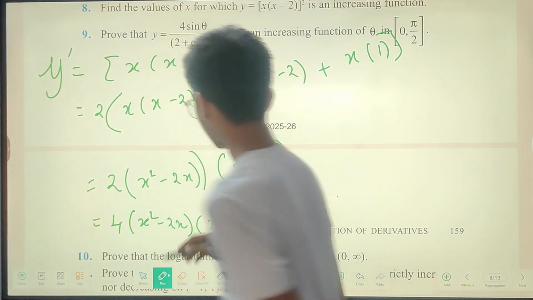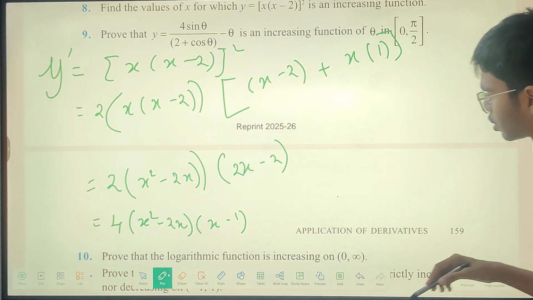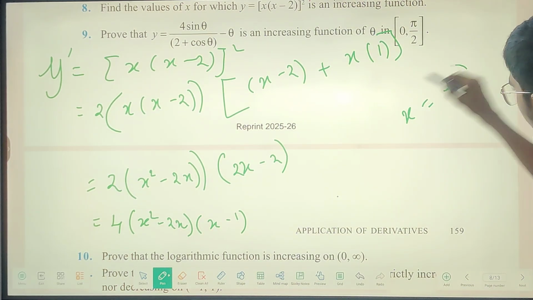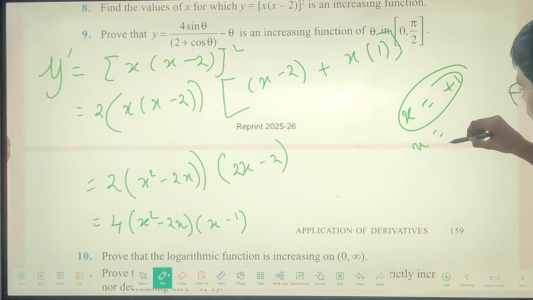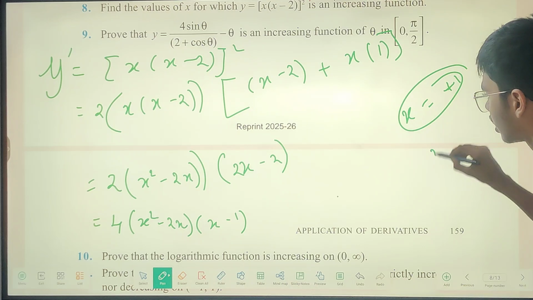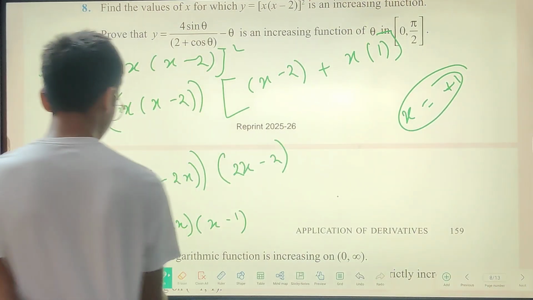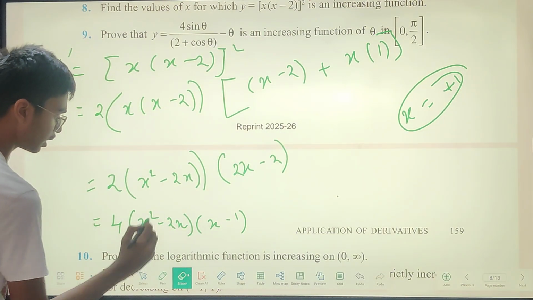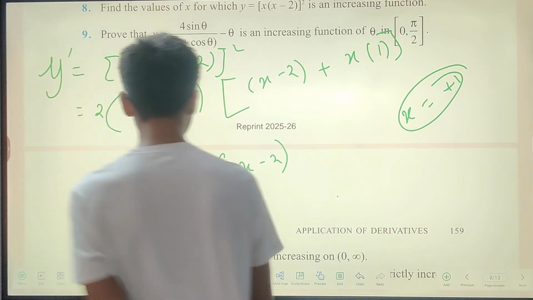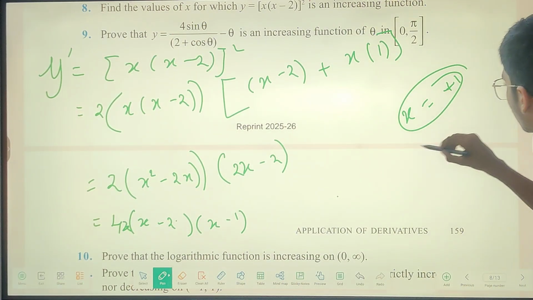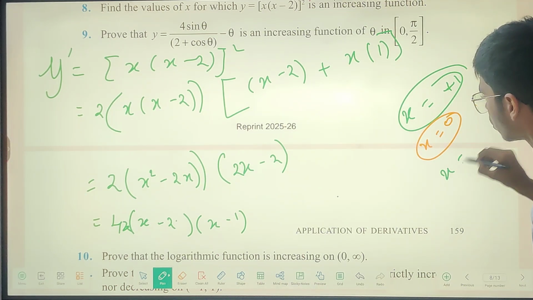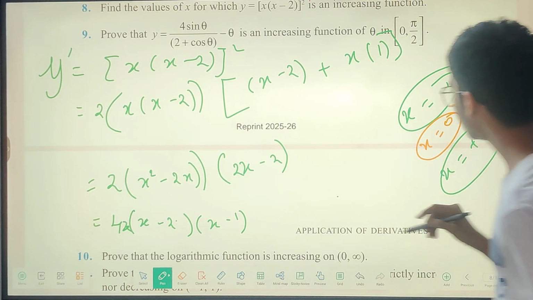Okay, so that means x is equal to plus 1, that's the point. Then at x is equal to here. Okay, this is also easy. Here I can take x common, right? If I take x common, here there won't be any x, but here x will be there. And also x is equal to 0, that's a point where it will be 0. Then also at x is equal to plus 2, that's also a point where it will be 0.